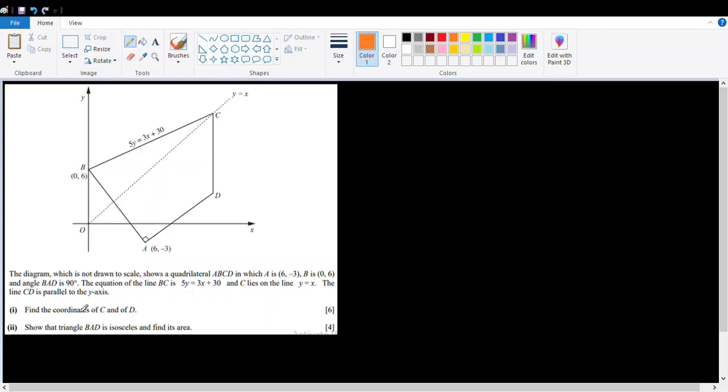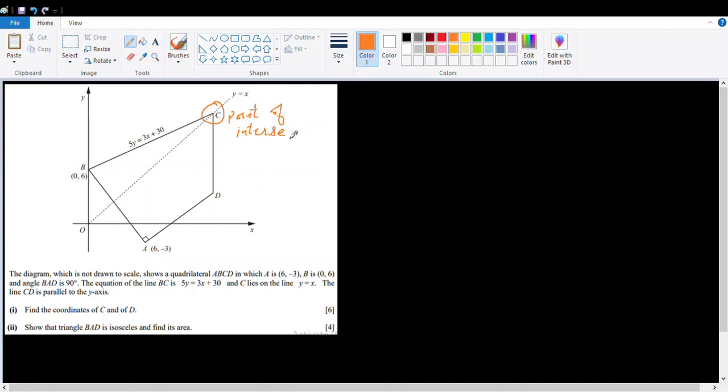Now the question is, the diagram, which is not drawn to scale, shows a quadrilateral ABCD in which A is (6, -3) and B is (0, 6), and angle BAD is 90 degrees. The equation of line BC is 5y = 3x + 30, and C lies on y = x. One thing you can note is that C is basically a point of intersection.